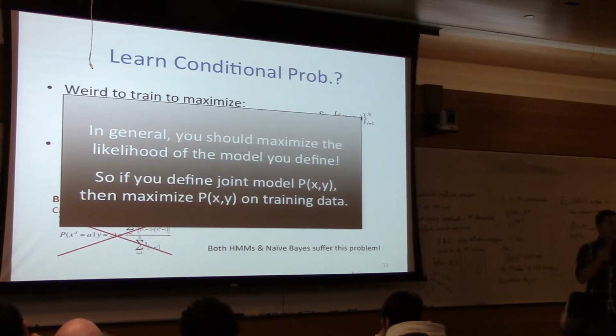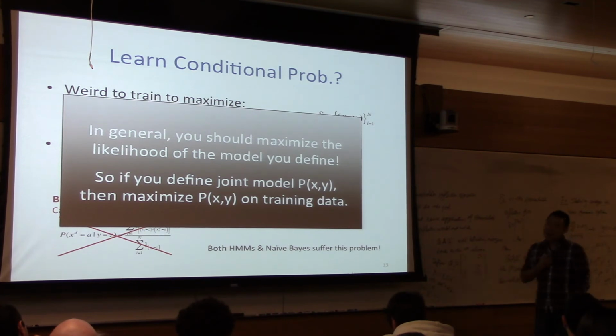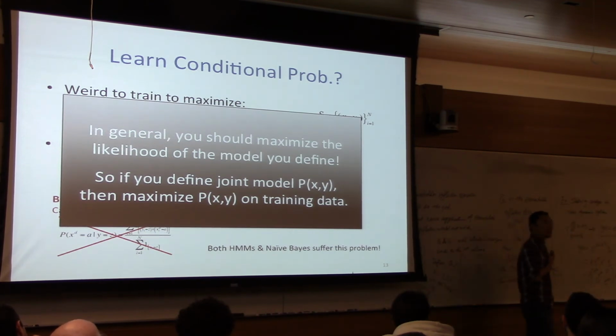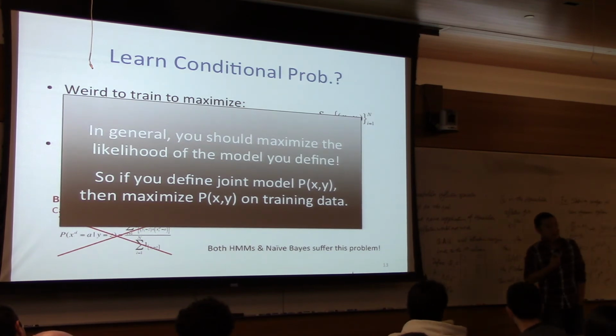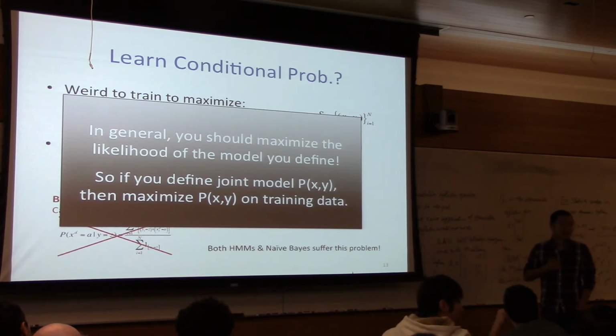Are there situations where those coincide, where maximizing the joint and maximizing the conditional give the same answer, or is it just generally not going to happen? I don't know that. I mean, there's a degenerate case where x is always the same.